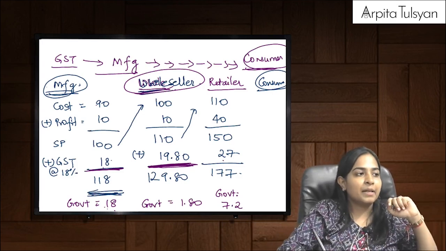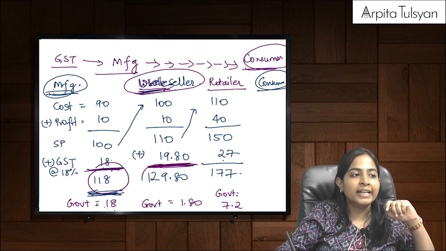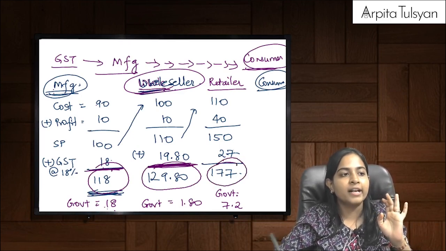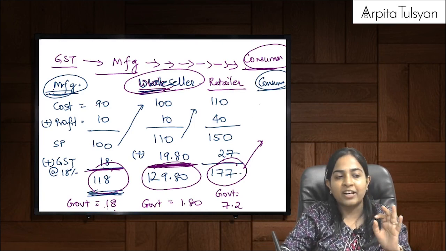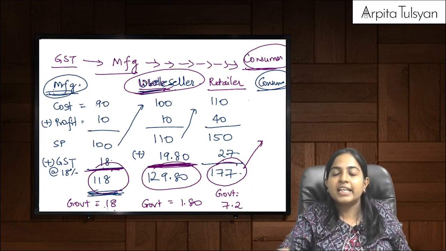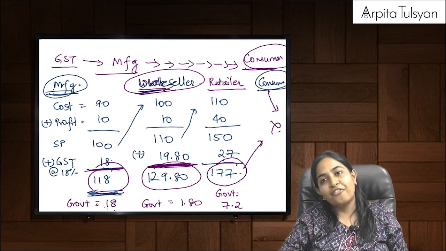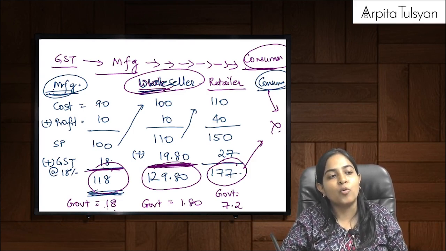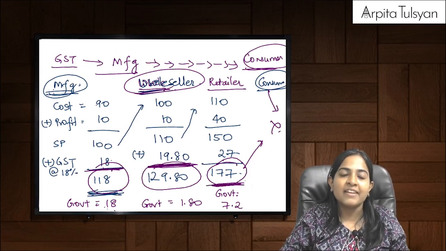Now let's say, listen, the manufacturer has sold it to the wholesaler at this price. Wholesaler has sold it to the retailer. Already sale is done. Wholesaler has sold it to the retailer at 129.8, and the retailer has already sold it to the consumer. At what price has he sold to the consumer? He has sold it at 177. Now listen. Can we say the chain is going to end here because the consumer is not going to sell it further? So what is the final cost for the consumer? Final cost for the consumer is equal to 177. Consumer must have paid 177 for these goods.